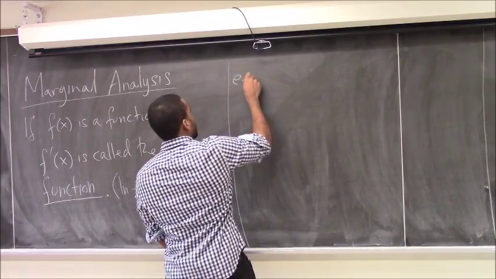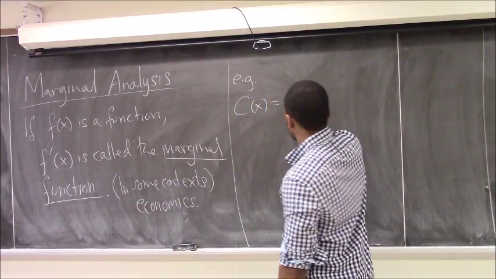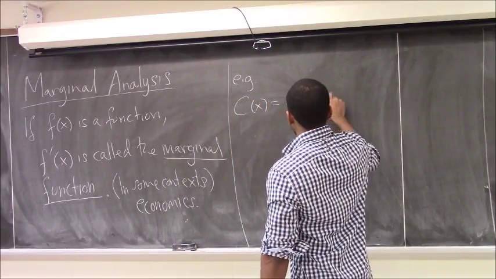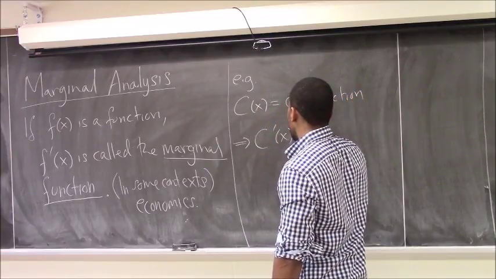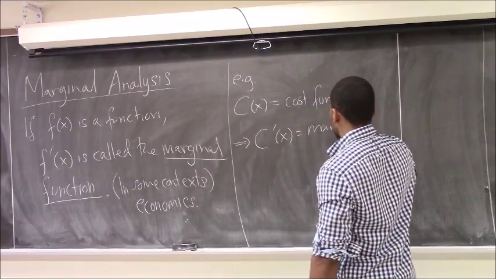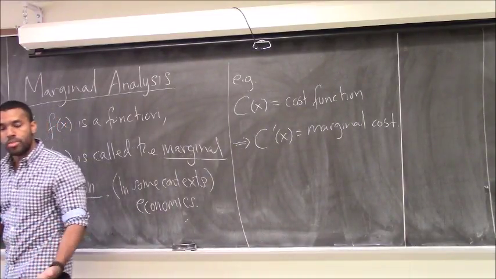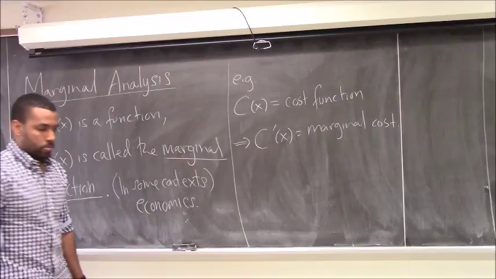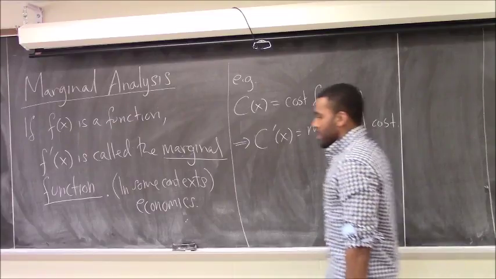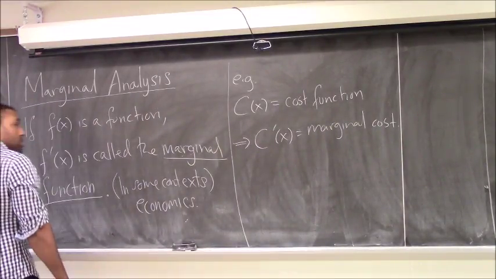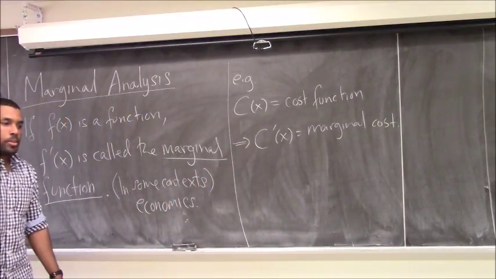So for example, if c of x is, let's say you have a function that measures your cost, then that means c prime of x is what you would call your marginal cost. So that's just a little bit of vocabulary. So marginal is just another name for the derivative. Now why that name? I'm not completely sure what the etymology is, but it's sort of a function that describes what's happening on the margins in some sense, right?